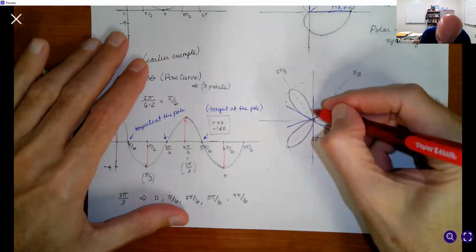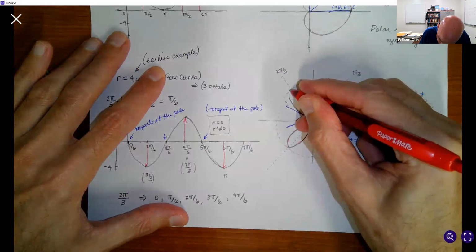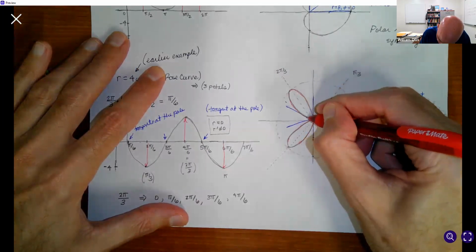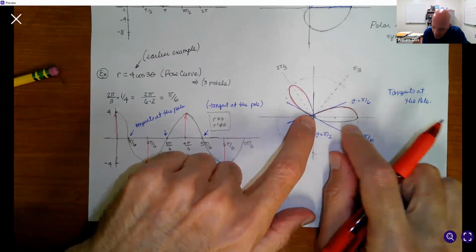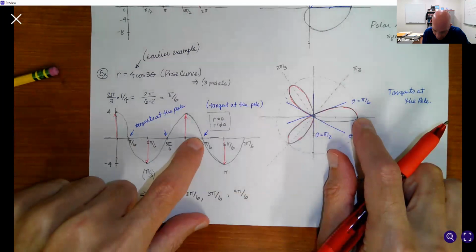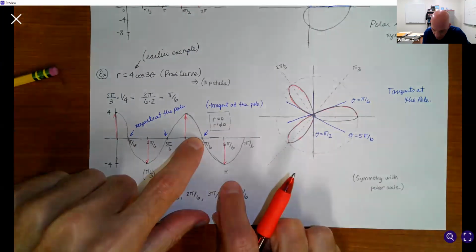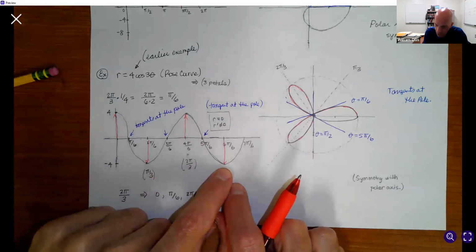Keeping with the red, we've moved here, and then all the way back to here. The only piece that's left is just this last part of the petal here. So we look at 5 pi over 6, and we're thinking, okay, as we move to pi, we're going to have to project through the origin.